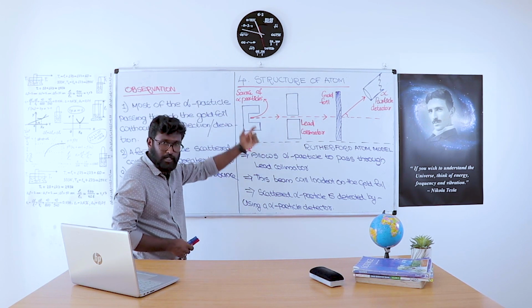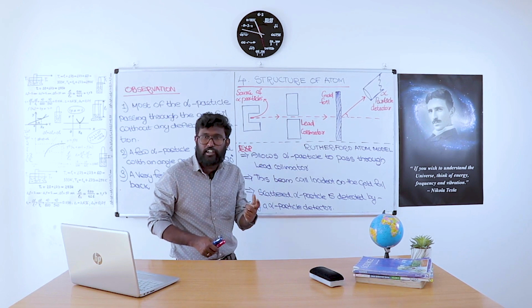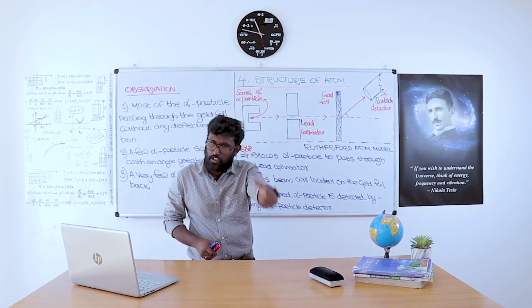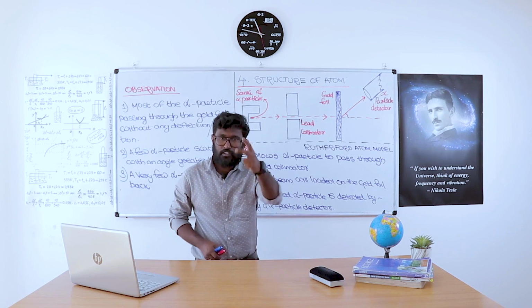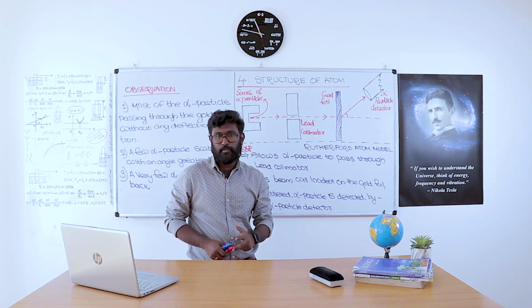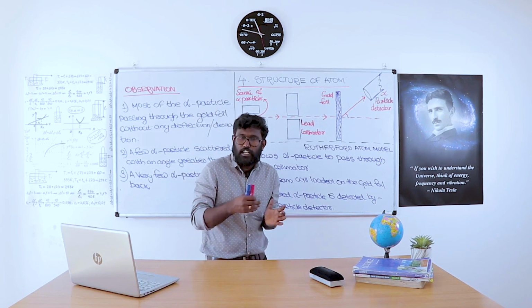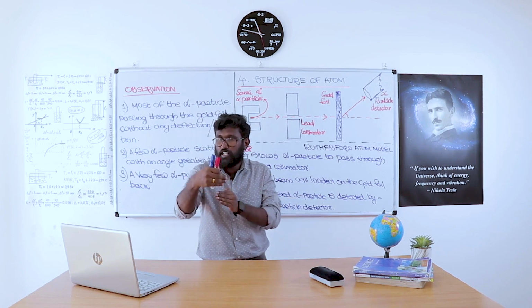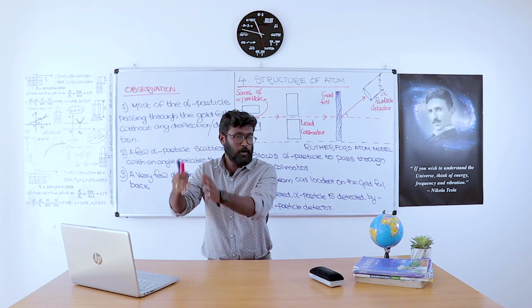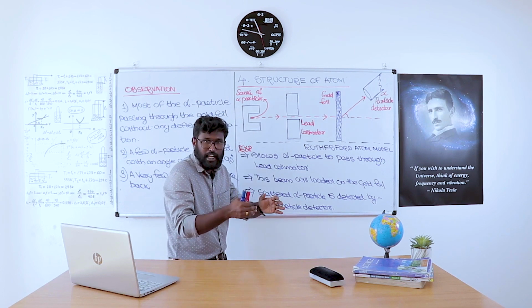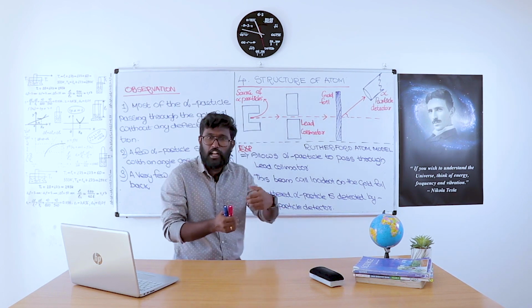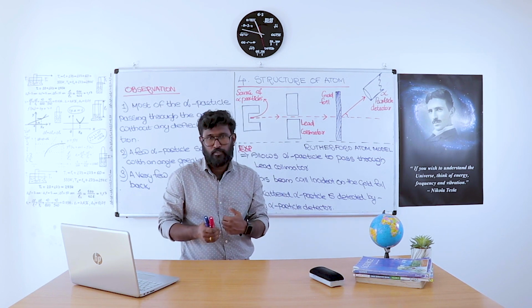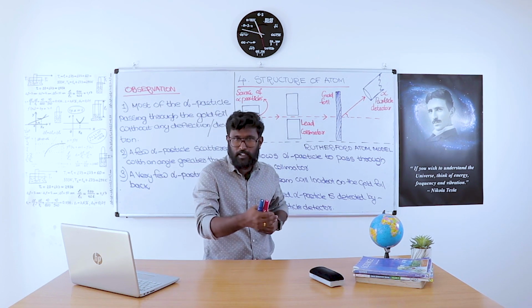Rutherford's experiment is called the alpha particle scattering experiment, or otherwise called the gold foil experiment, or the Rutherford scattering experiment. In this experiment, he allows alpha particles to pass through a lead collimator and finally be incident on a gold foil of small thickness. The scattered alpha particles are detected using an alpha particle detector. So this is the experimental side.